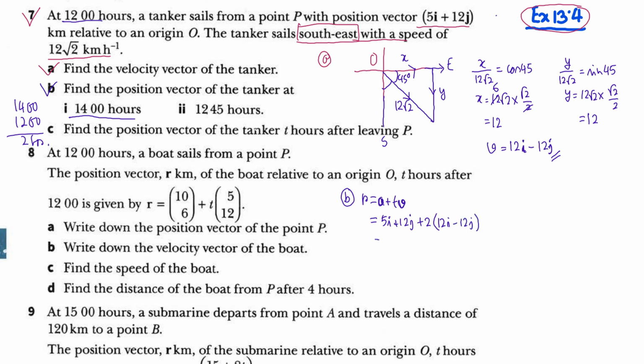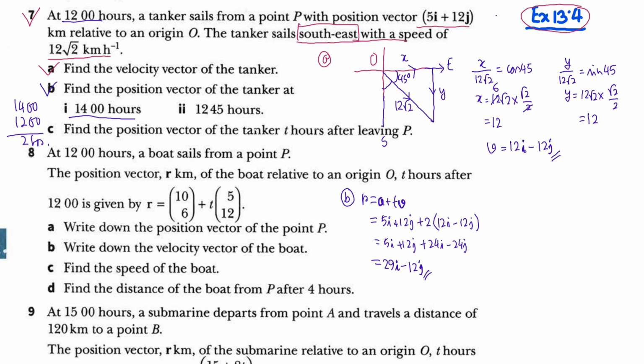because it is written 14 hours. So let you break down. 5i plus 12j plus 24i minus 24j. So we are going to add 24 plus 5, which is 29i, and 12 minus 24, which gives us minus 12j. And this is our position vector after 14:00 hour.